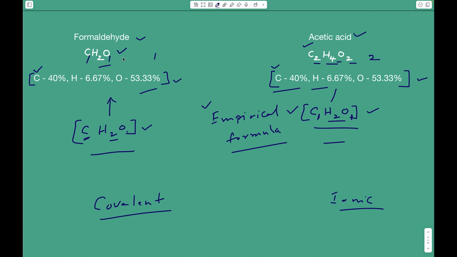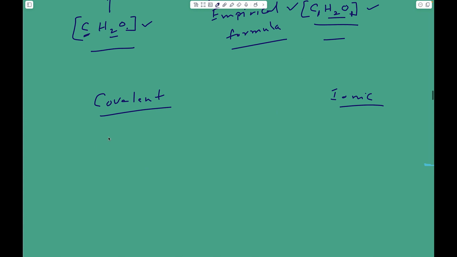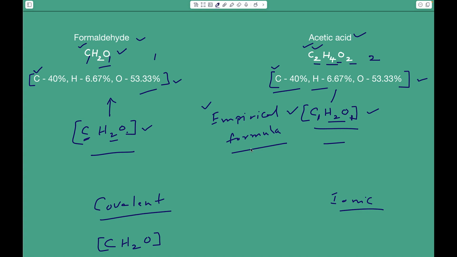Take the example of formaldehyde and acetic acid. This is the molecular formula of formaldehyde and this, of acetic acid. But these two have the same empirical formula. So if I just give you the empirical formula CH2O and tell nothing else about it, can you identify the compound? No, you will not be able to figure out whether I am talking about formaldehyde or acetic acid because they both have the same empirical formula.